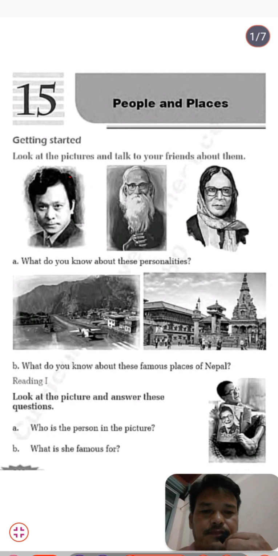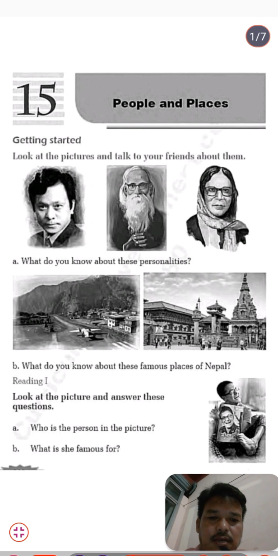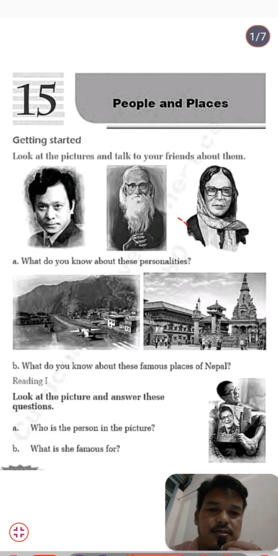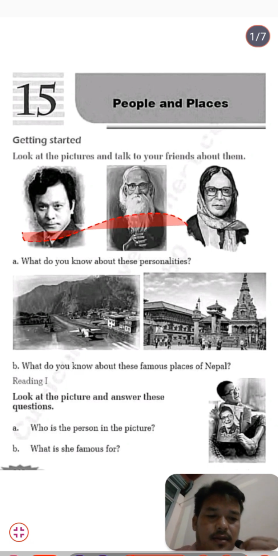In the first picture, students, you have to identify what you see here. The first picture is very clearly Bhupi Sherchan, the second picture is Kavi Shiromani Lekhnath Paudel, and the third one is Vishnu Kumari Waiba. What do you know about these personalities, students? All these personalities are Nepal's famous writers, and they all belong to our country Nepal. They are the most famous writers of our country.